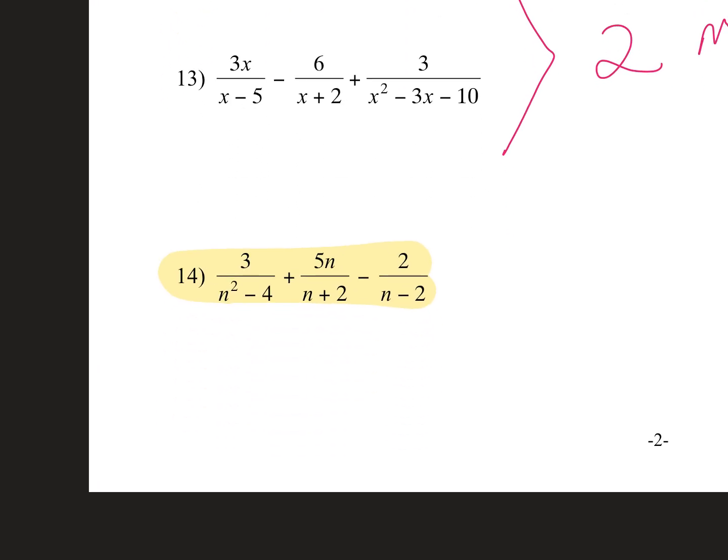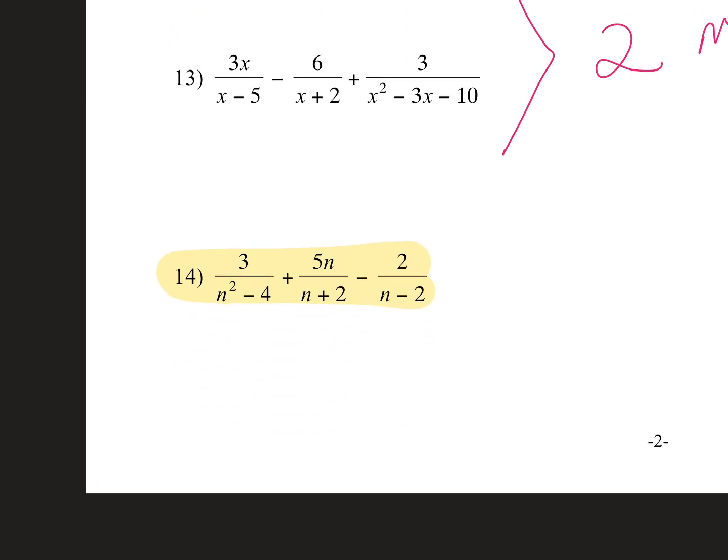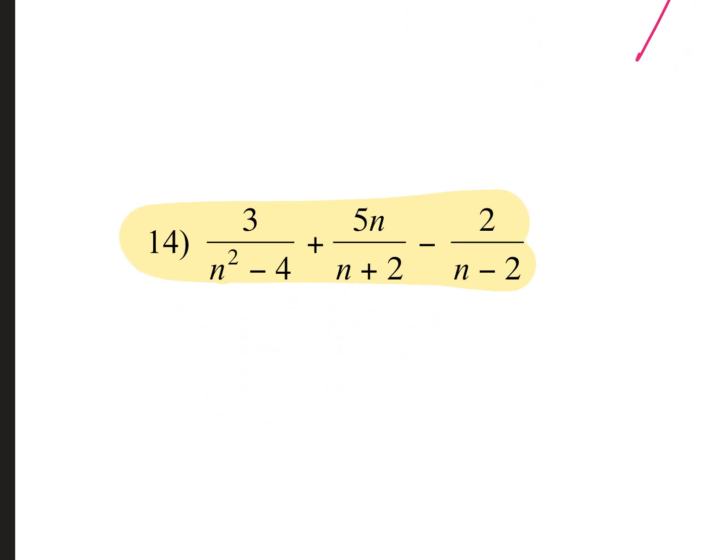All right, look at 14. I chose 14 for another reason. Are they two completely different denominators? No. They kind of have something in common, right? So when it's this situation, the first thing I'm going to do is change this minus sign to a plus and stick that negative right in front so I don't forget. And then I'm going to factor. What does n squared minus 4 factor into? Good. n plus 2, n minus 2.